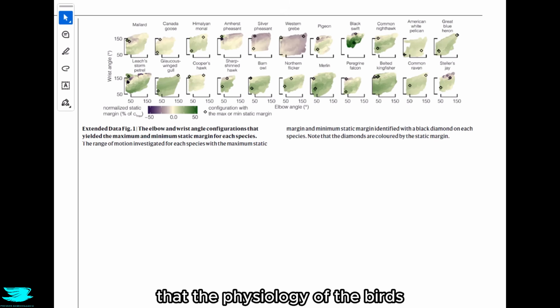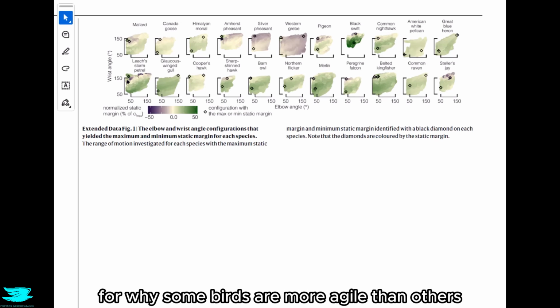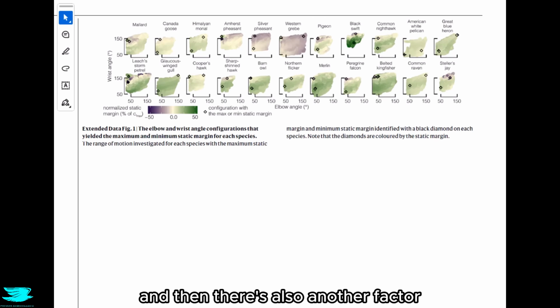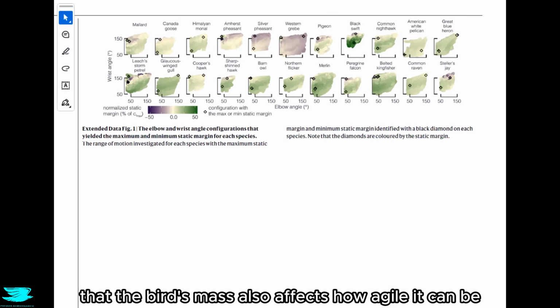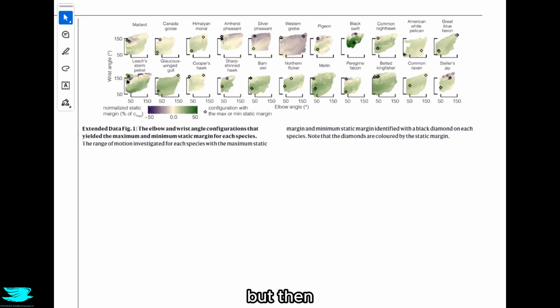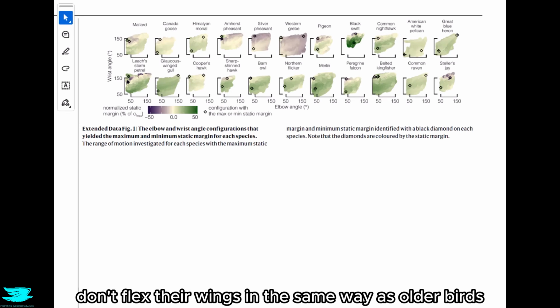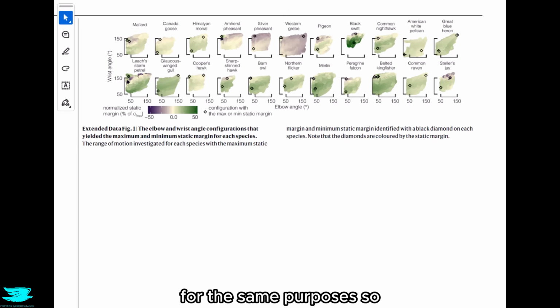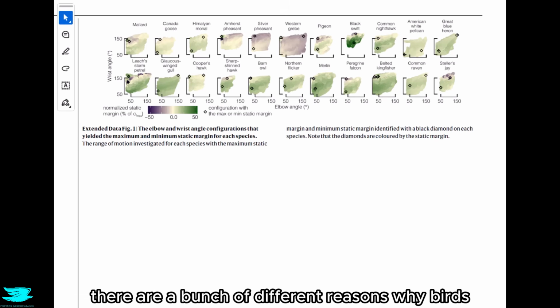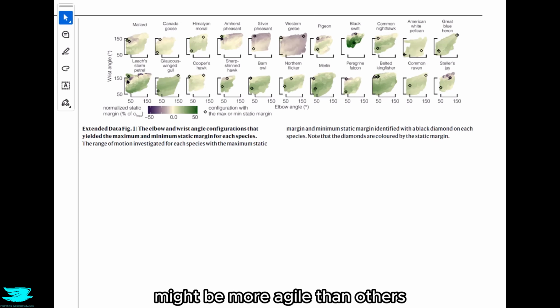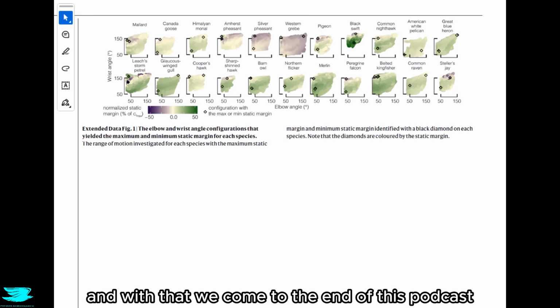So it's pretty clear from these graphs that the physiology of the birds and the way their wings move are responsible for why some birds are more agile than others. And then there's also another factor, that the bird's mass also affects how agile it can be. It also seems like evolution played a major role, where newer birds don't flex their wings in the same way as older birds for the same purposes. So there are a bunch of different reasons why birds might be more agile than others.